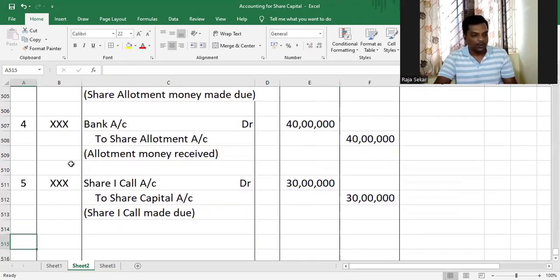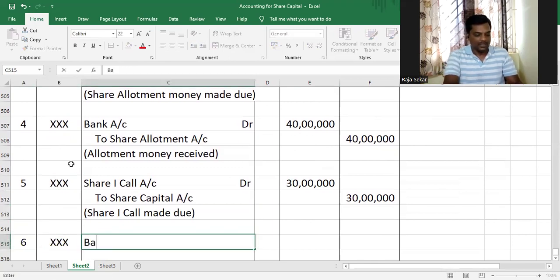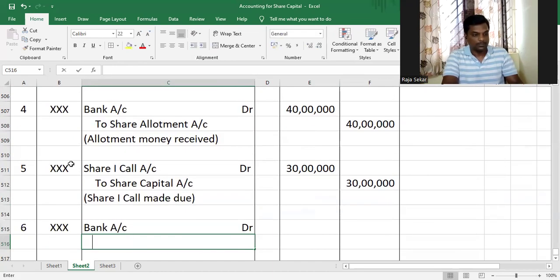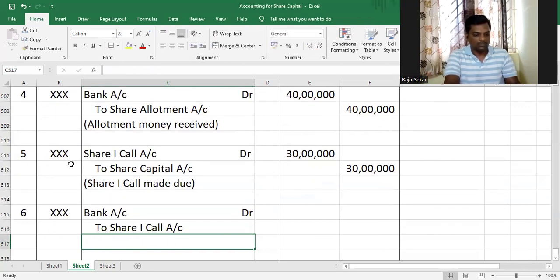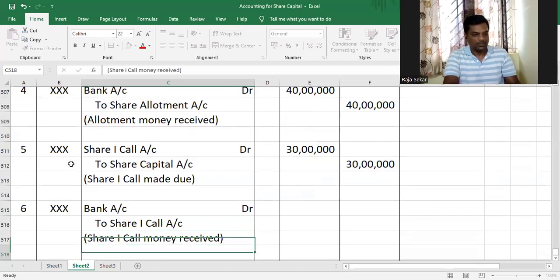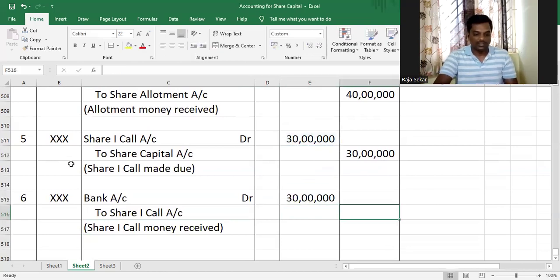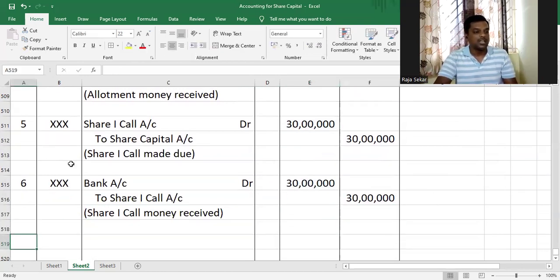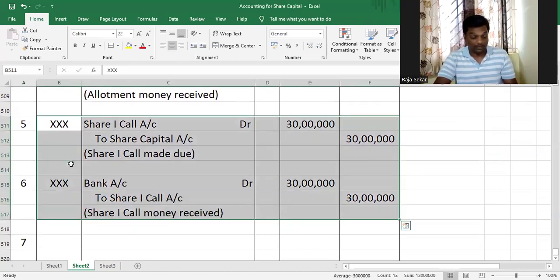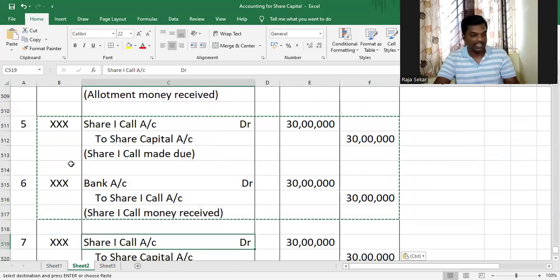And the next thing to do would be to receive share first call. The journal entry is bank account debit to share first call account. Share first call money received, and that would be, my dear children, the entire amount that we made due, as there is no calls in arrears or calls in advance. And the next thing to do would be to make share second call due and receive share second call.